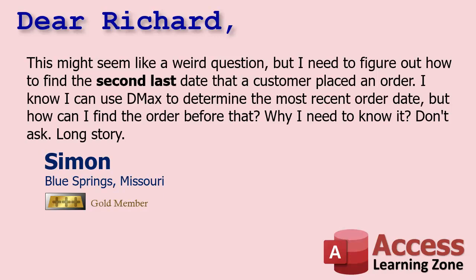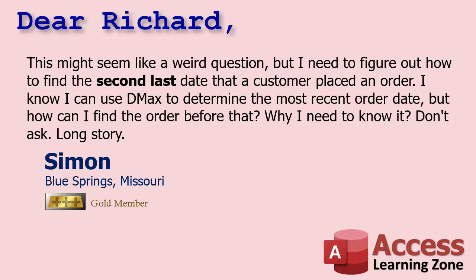Today's question comes from Simon in Blue Springs, Missouri, one of my gold members. Simon says, this might seem like a weird question. Simon, you have no idea the weird questions that I get. This is nowhere near a weird question. But I need to figure out how to find the second last date that a customer placed an order. I know I can use DMax to determine the most recent order date, but how can I find the order before that? Why I need to know it?